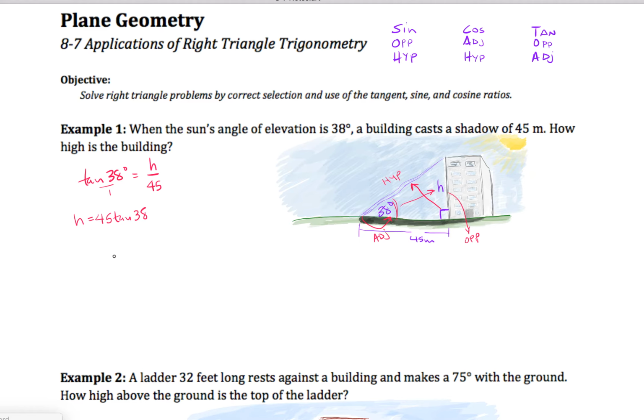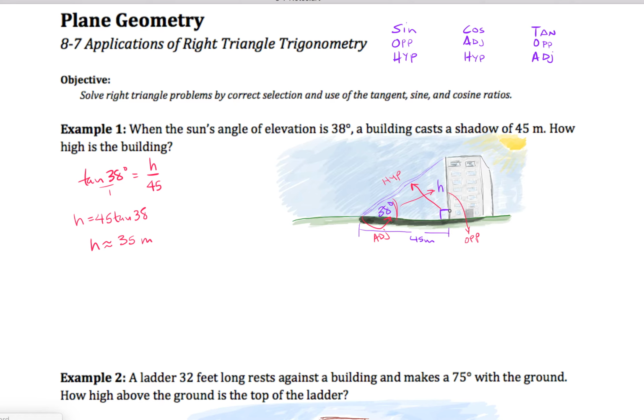And I can grab my calculator and type in 45 tangent 38, just like I wrote it. And it's going to tell me that H, and I'm going to round this, so I'm using the approximately sign, H is approximately, I'll go to the nearest whole number, looks like it's about 35, and then my unit was meters. So the height of the building is about 35 meters.